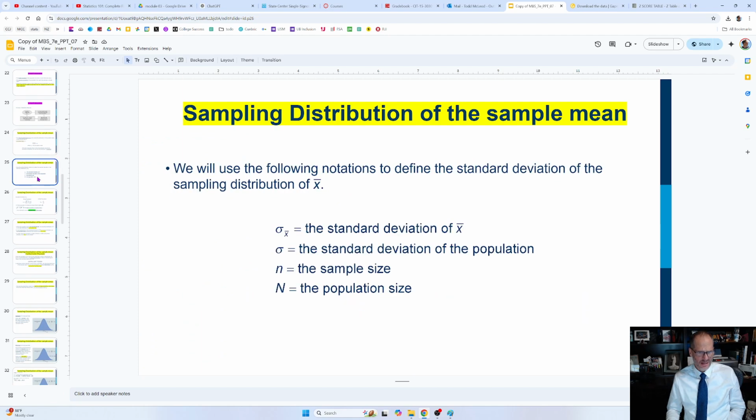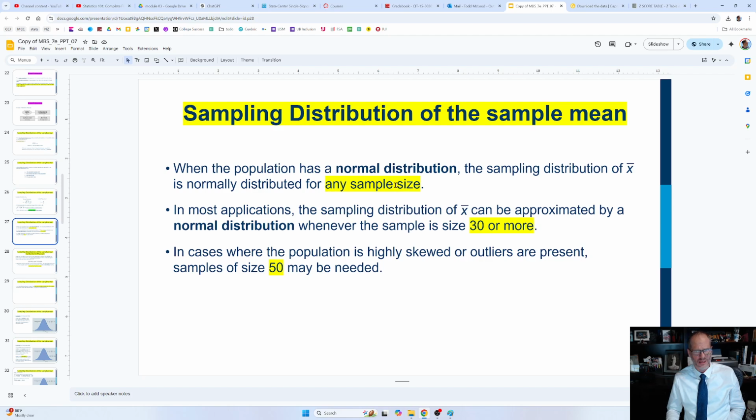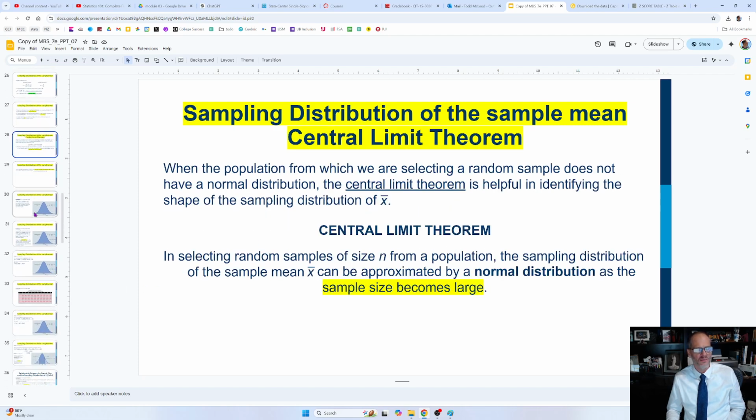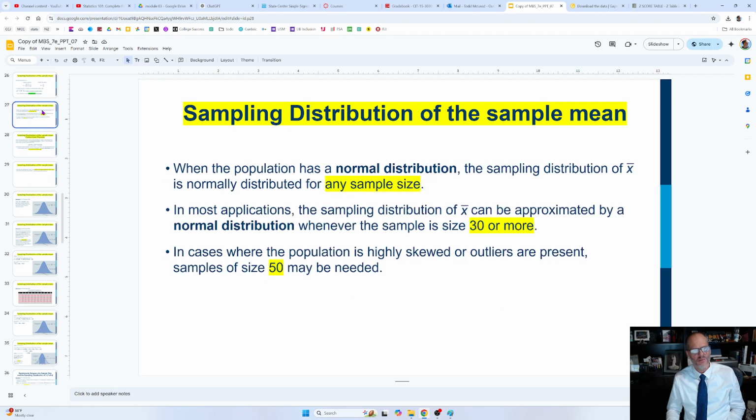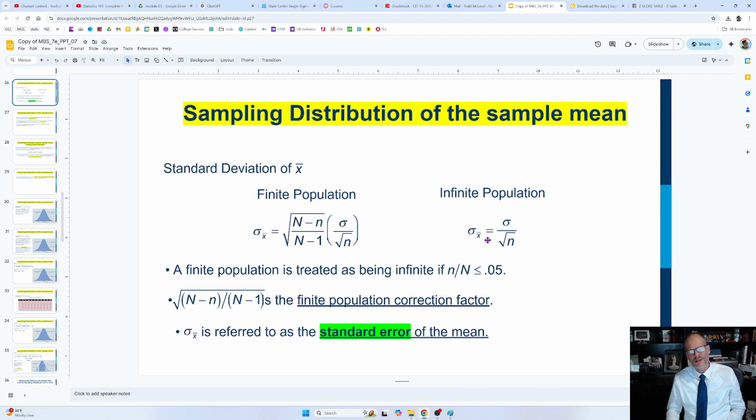We saw that if it comes from a normally distributed population, then it'll be normally distributed. But if it doesn't come from a normally distributed population, then if you have 30 or more, it approximates a normal distribution. The Central Limit Theorem talked to that. And if the sample is less than or equal to 0.05 of the population, we can use the infinite population formula without the finite population correction factor. We could use this formula to find our standard error, which is the standard deviation of the sample mean.